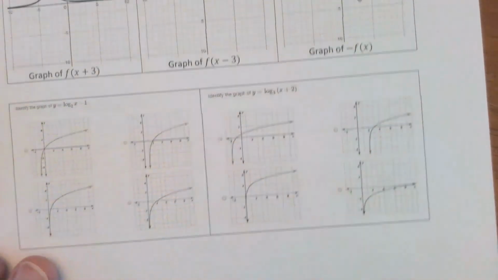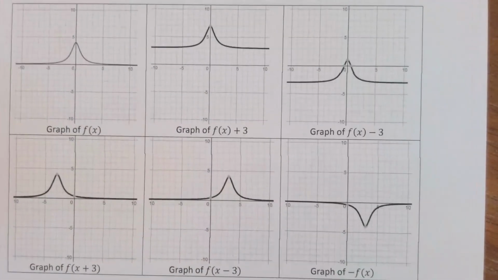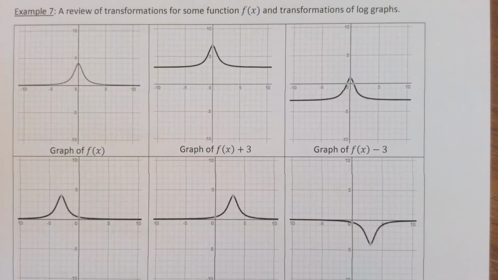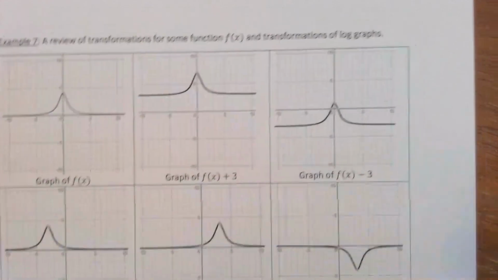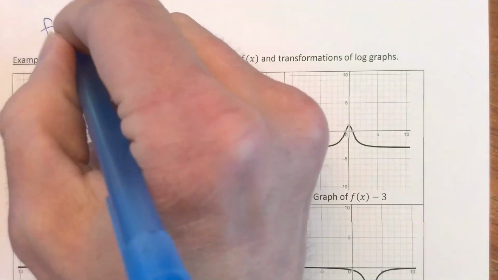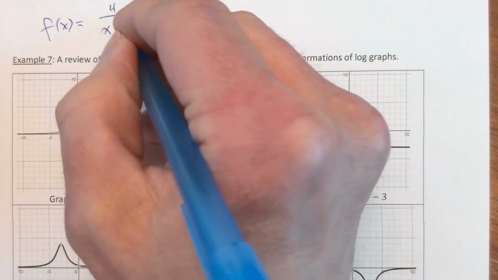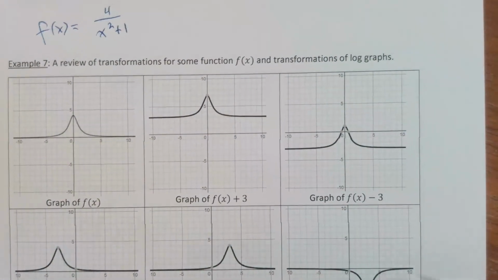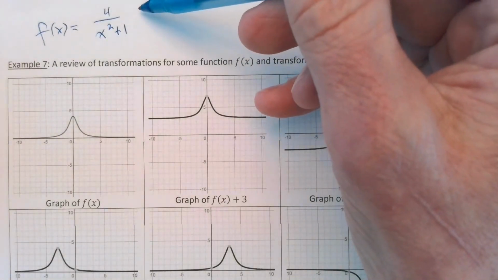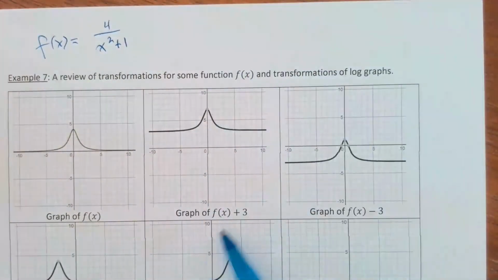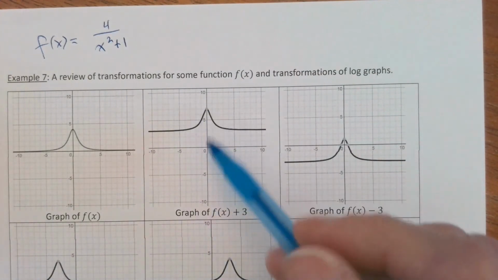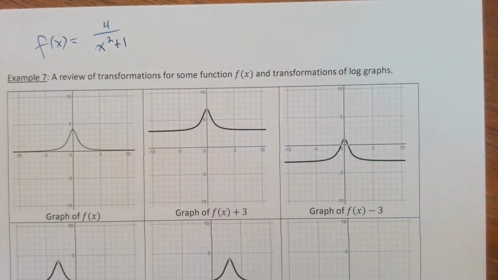Almost done. Okay, don't forget transformations of graphs. We're not here to introduce this concept, just to review it quickly. If you have a graph like f of x, and I believe for this one I'm graphing f of x equals 4 over x squared plus 1, what happens if you add 3 to this as the last part of the calculation, like this? You elevate this graph. You get a vertical upward translation of 3 units.